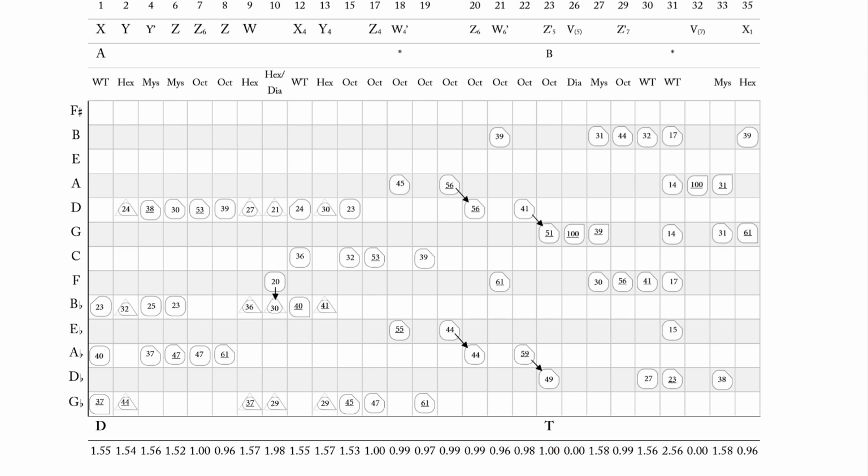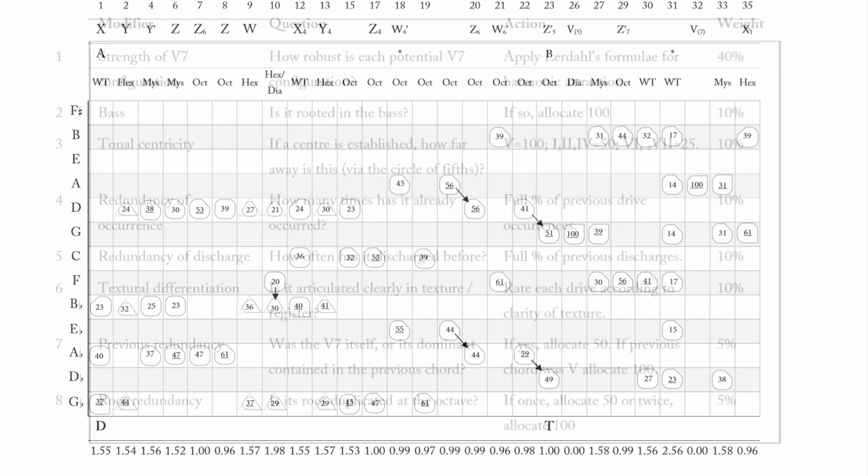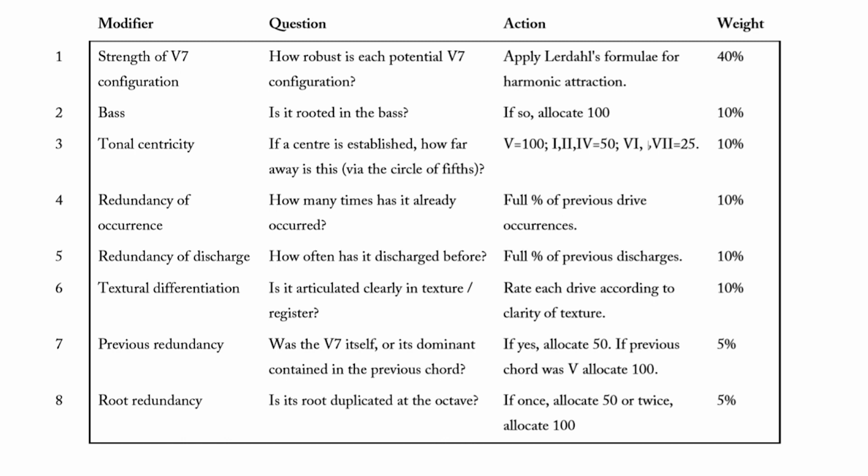But in that opening moment of the piece, where there are 3 drives happening at the same time, we'll see that entropy is 1.55. The first thing that we need to do is to work out what the probability is of each of these different drives being the one that will discharge, which is essentially working out their strength. Now, in order to do this, we have to ask 8 individual questions. So to calculate the strength of each individual drive, I ask 8 questions, giving essentially a strength score to each answer.